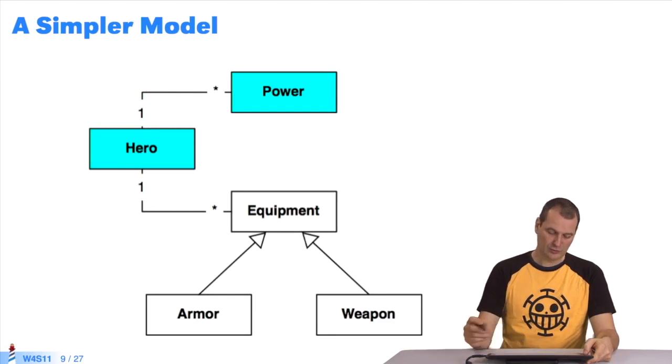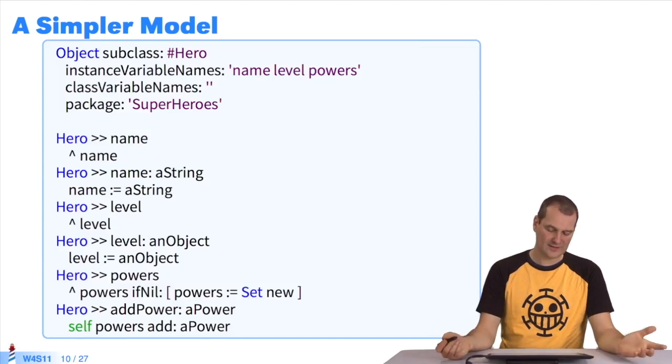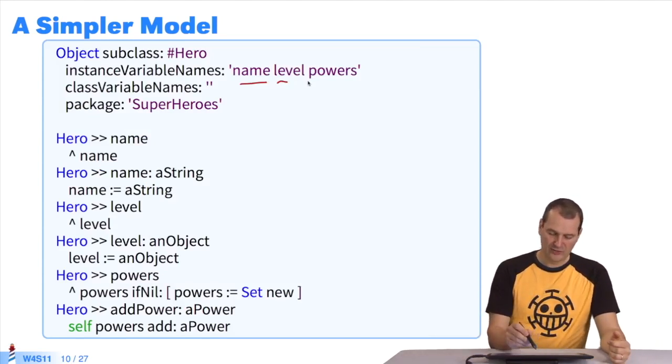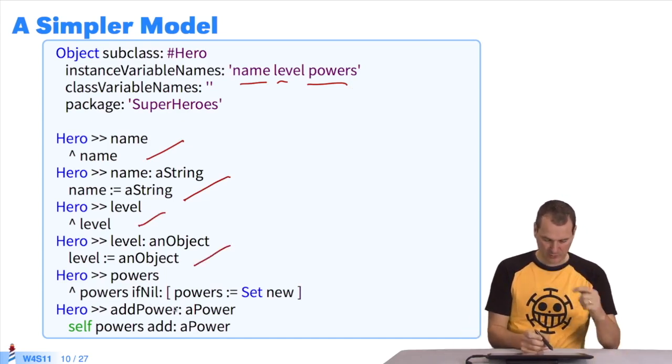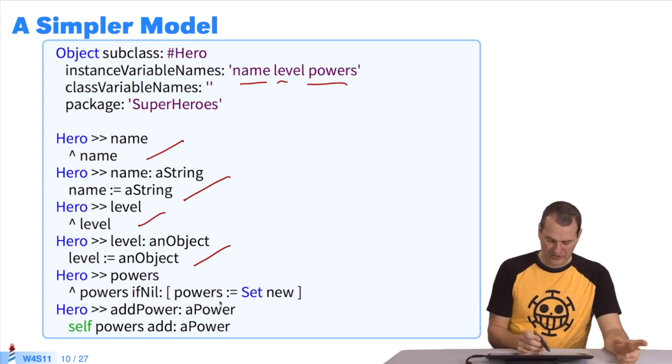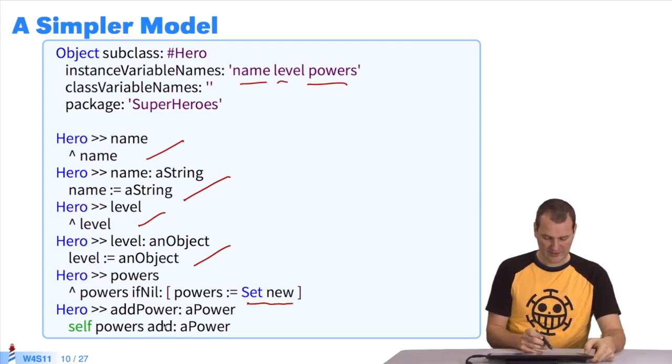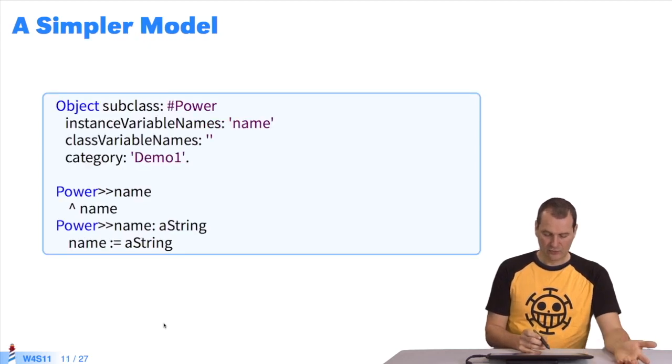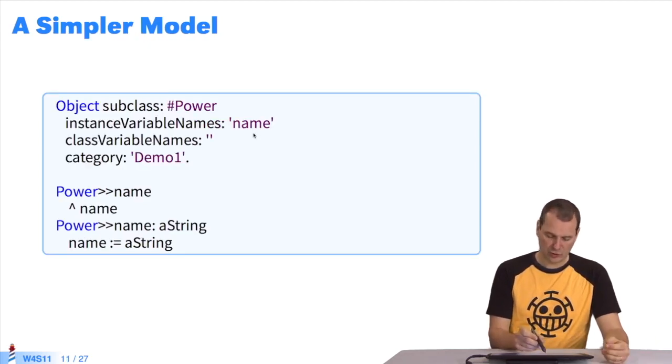First, let's look at how hero and power operate. Basically, we have a hero class with a name, level, and powers. I have an accessor for the name, a setter for the name. Same for the level here. And I manage the powers as a set. If powers is empty, I put in a set. When I add a power, I add one to the set. So it's really very basic. For the moment, the powers only have a name. You can write the name or not.